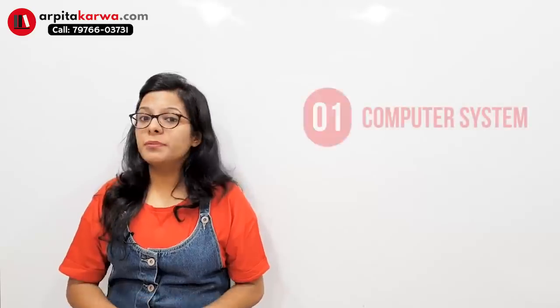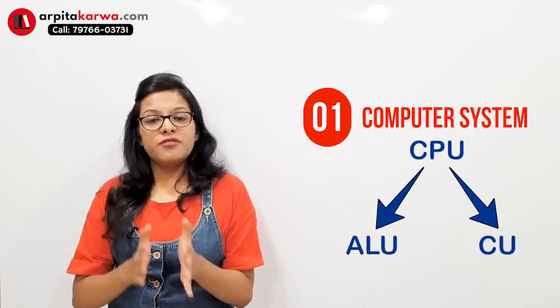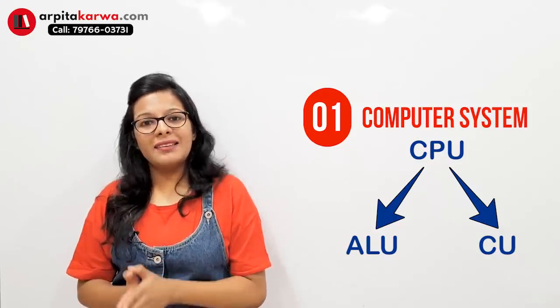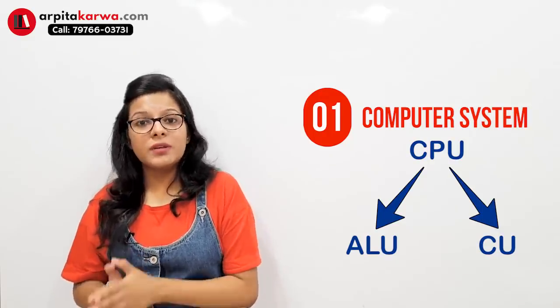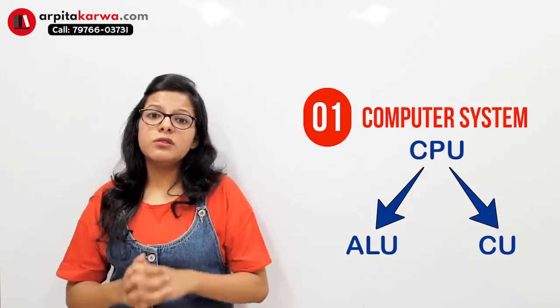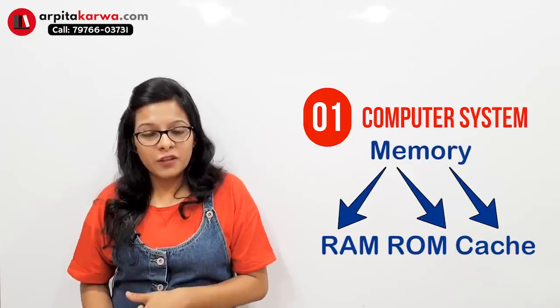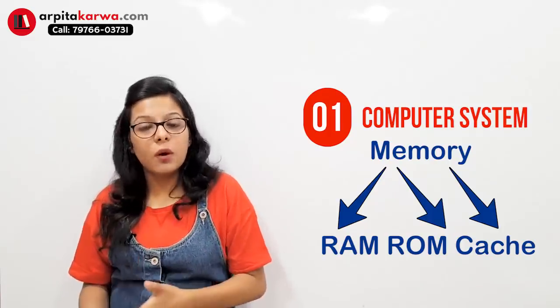So let's start from the basics. The first important component of computers and IT is knowing about the computer system. Computers consist of the CPU, which is the central processing unit. It comprises two things, ALU and CU. ALU is the arithmetic logical unit and CU is the control unit. Apart from this, you should also have basic knowledge of the memory: RAM, ROM, cache files. What are these terms? RAM is random access memory, ROM is read-only memory.